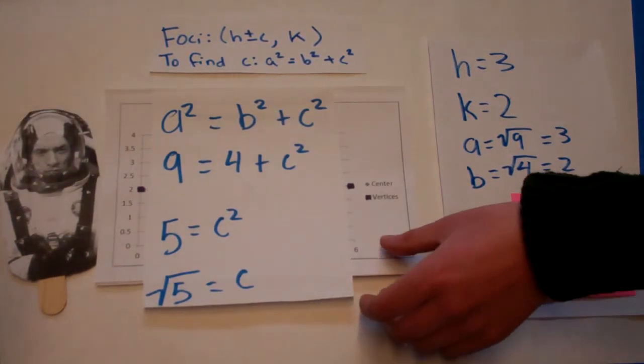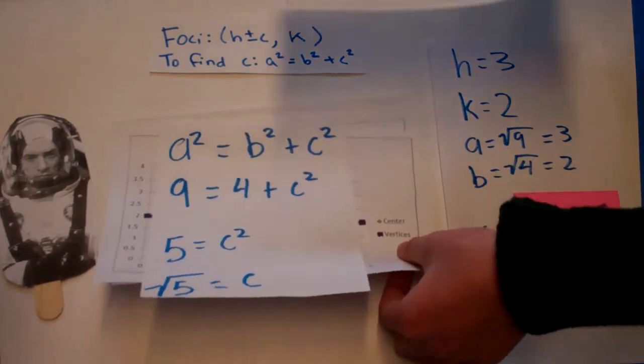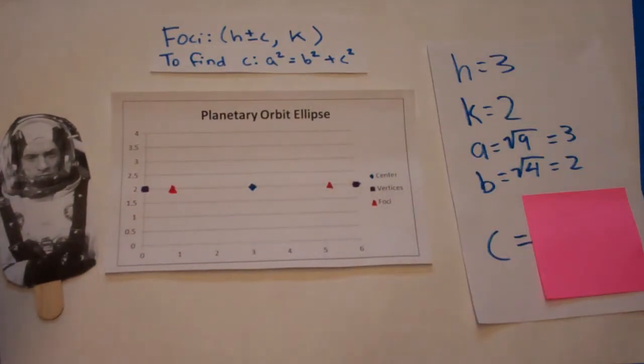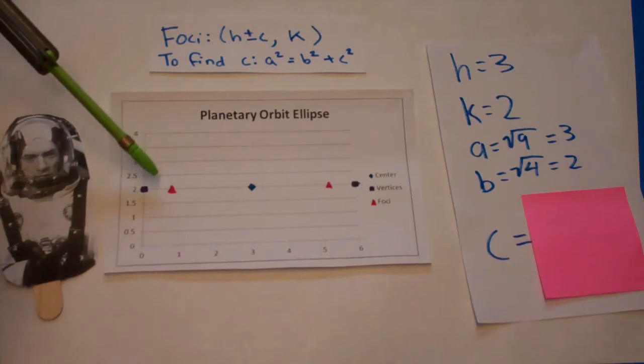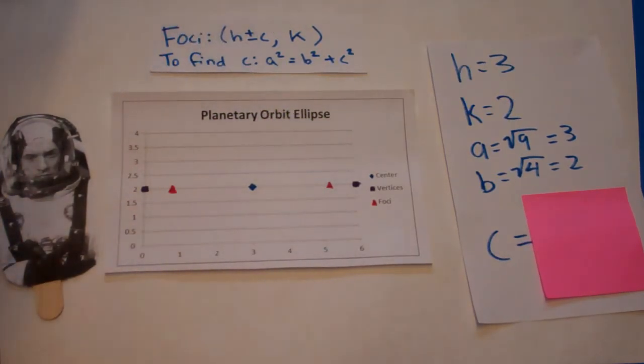As a result, Tom Hanks found that c equals root 5. Therefore, the foci are (3 plus or minus root 5, 2), or approximately (0.7, 2) and (5.24, 2). He added the foci to the graph.